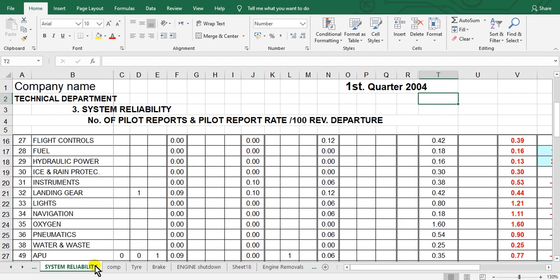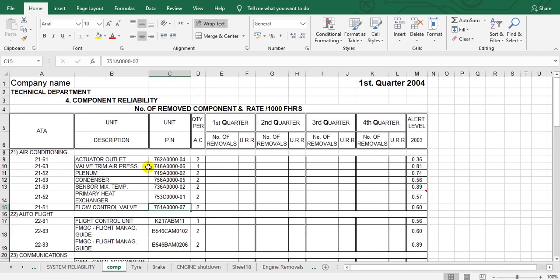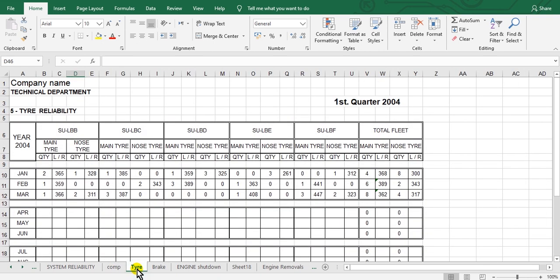Okay, we go to the removal component and scheduled removals. This is the component, the chapter, part number, how many units in the aircraft, and this is the removals and the calculation. Here is the alert value. Okay, we go to the tires.